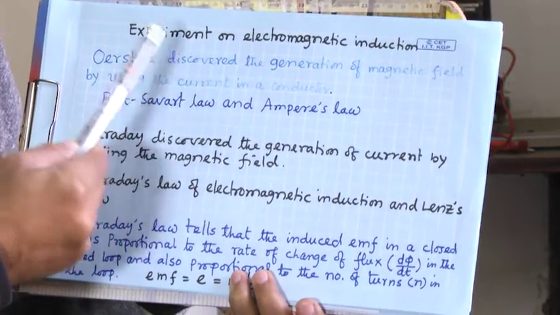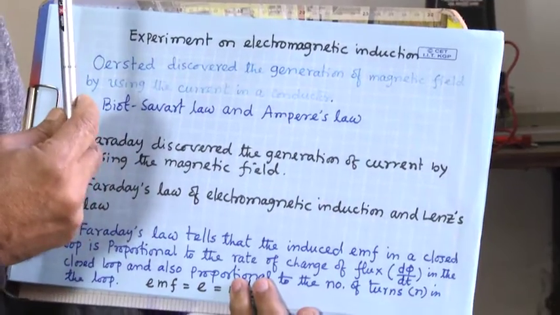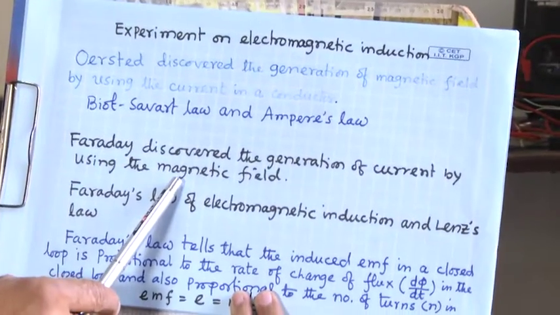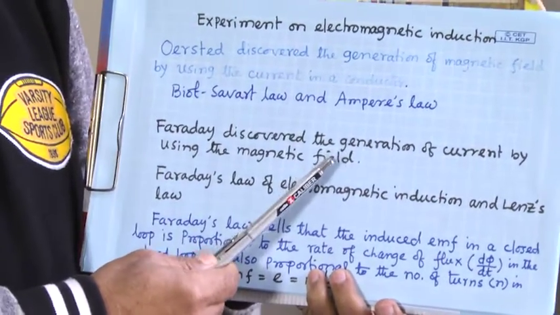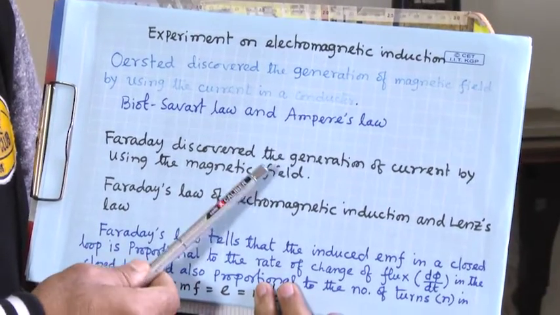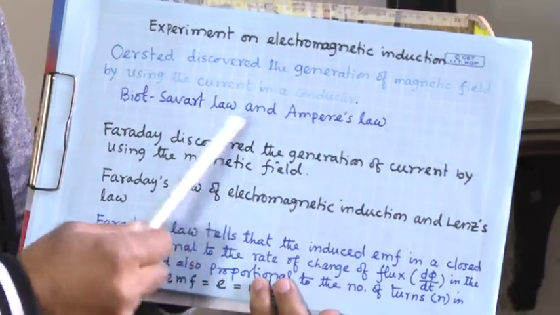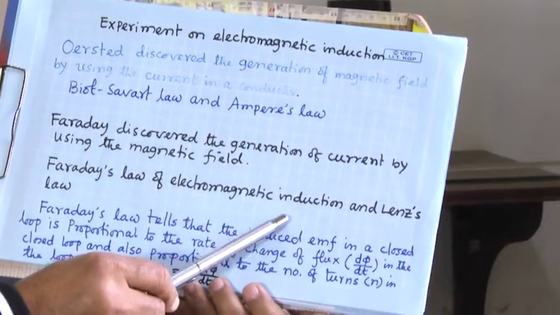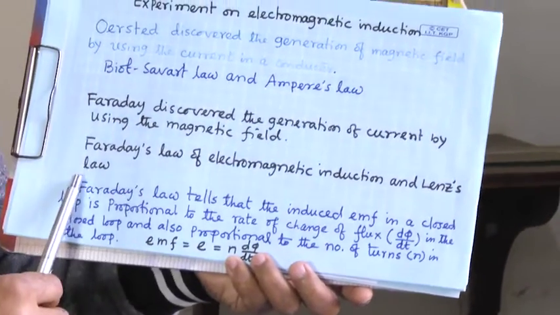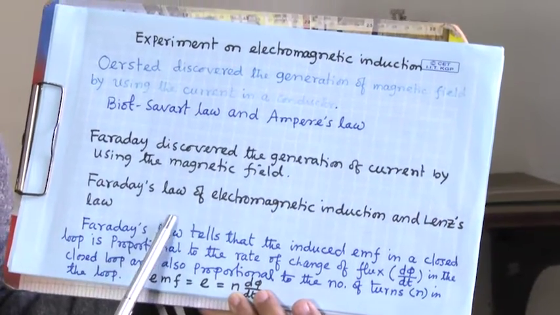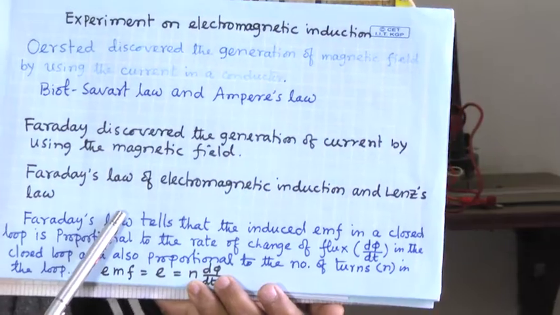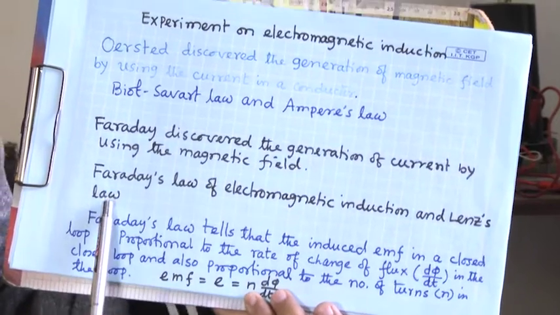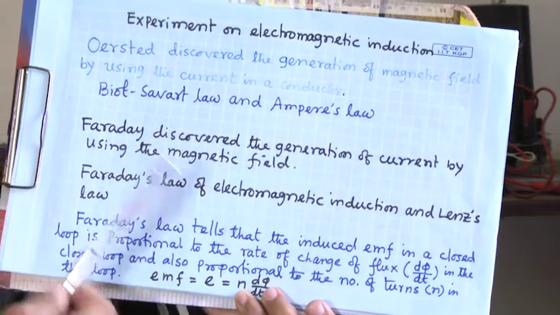So, here using the current, a magnetic field was generated. Now, this reverse effect asks whether, using the magnetic field, current can be generated or not. Yes, current or voltage can be generated. That was the discovery of Faraday. So, the very famous law, Faraday's law of electromagnetic induction, and also Lenz's law. Basically, these two laws give the relation between the magnetic field and the current or voltage.